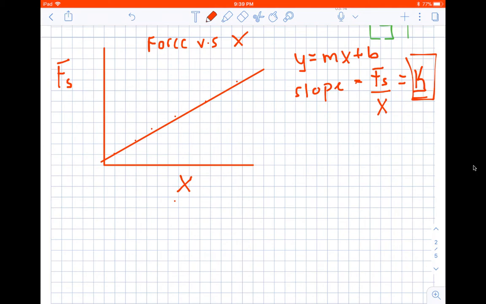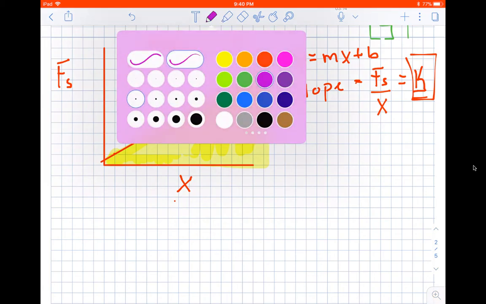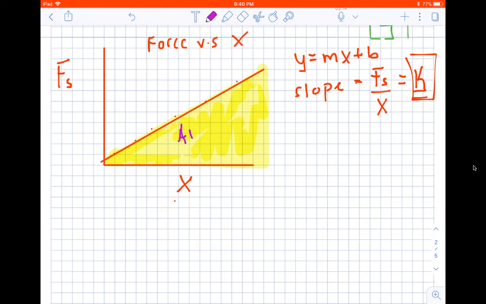We can also use this graph, the force versus stretch graph, for an ideal system, meaning that it follows Hooke's law. We can use that graph to find the elastic potential energy. And how we do that is we would take the area underneath our curve. Okay, so this area here will give us our elastic potential energy.